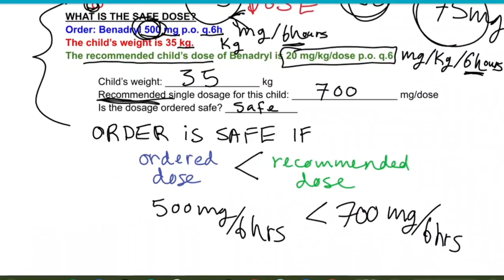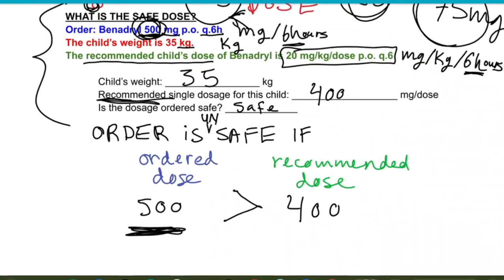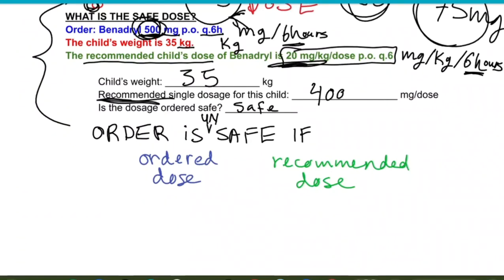But let's say our calculations came out and the recommended dose was 400 milligrams. Then that would not be the case. This would be unsafe because the ordered dose, 500, is larger than 400. So that means that the doctor wants to give the patient more than what is recommended, and you can't do that. Now it's going to be a little bit different if you have a range here, so we'll go over that in our next one.